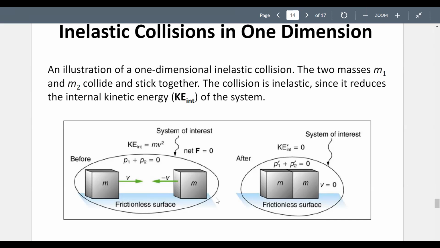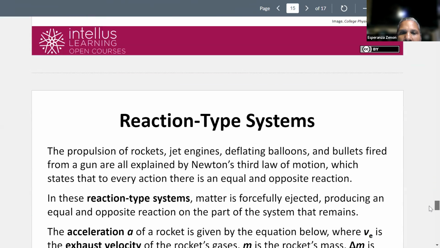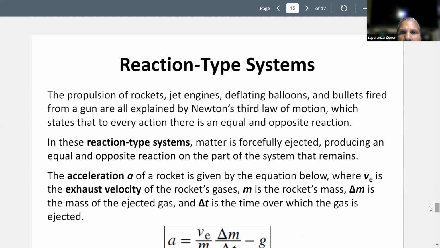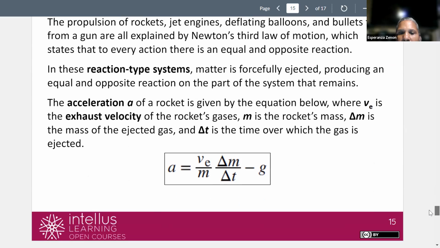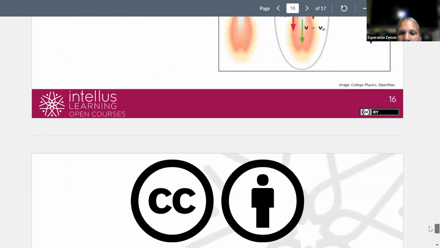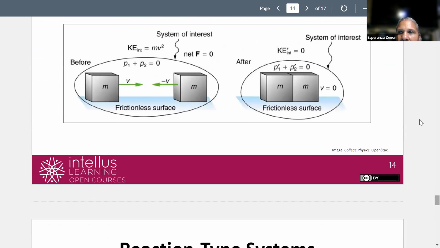Okay. All right. So again, remember the whole idea behind momentum is that we want to use that to help us analyze collisions. Now, these last few slides talk about the rocket problem, rocket propulsion. We're not going to get into that. That's beyond anything that we cover in this class.